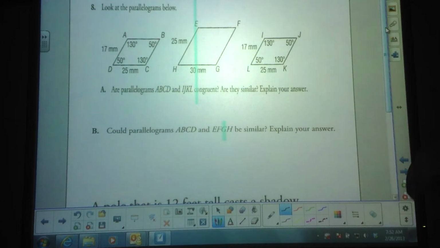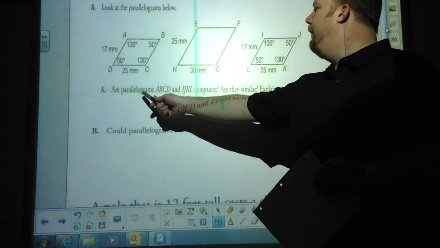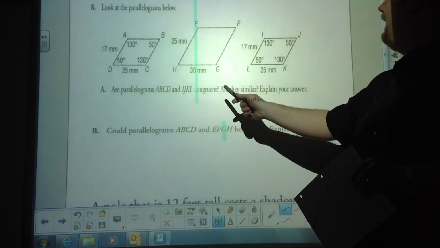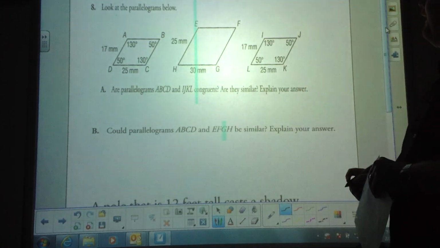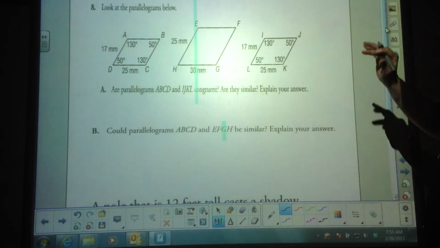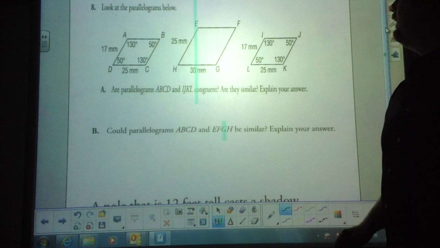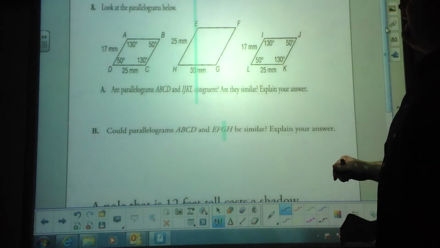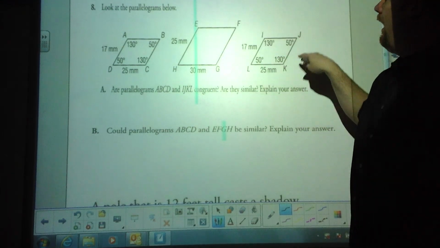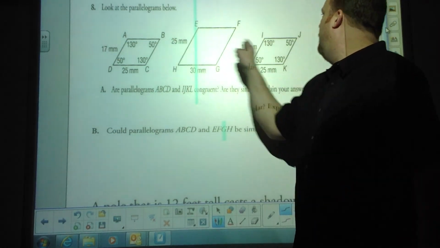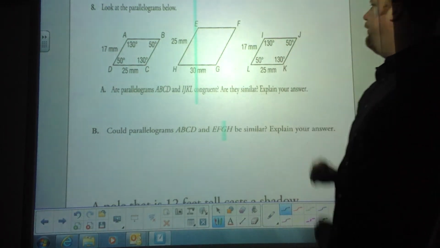Look at the parallelograms below. All are parallelograms A, B, C, and D, and I, J, K, and L. Are they similar? Explain your answer. Well, the two things that must be the case is that you must have corresponding angles that are exactly the same. A comes first in the alphabet, A, B, C, D, so we're going like this. A, B, C, D, E, F, G, H, I, J, K, L. All right, so these are perfectly set up for us. The angles are the same.